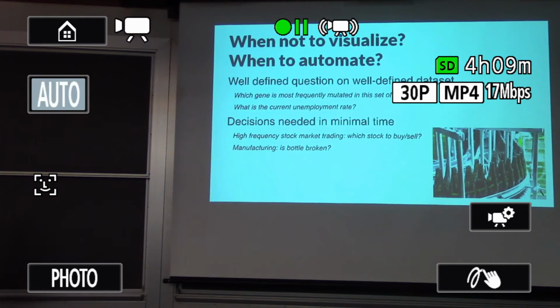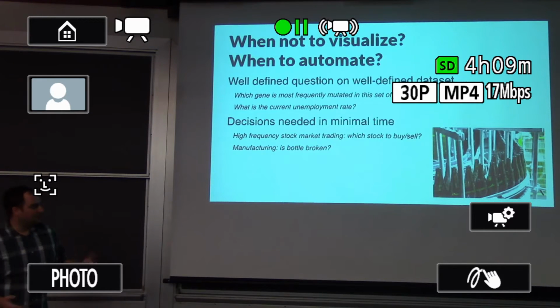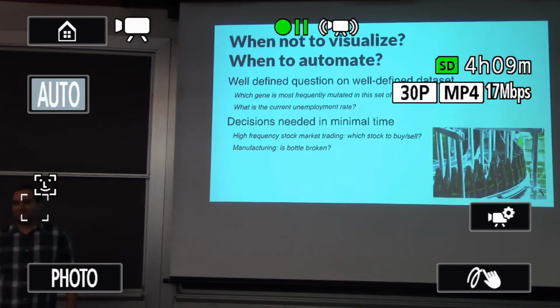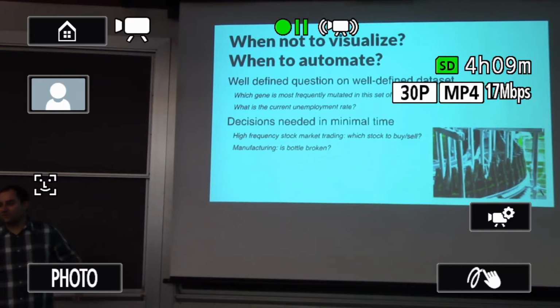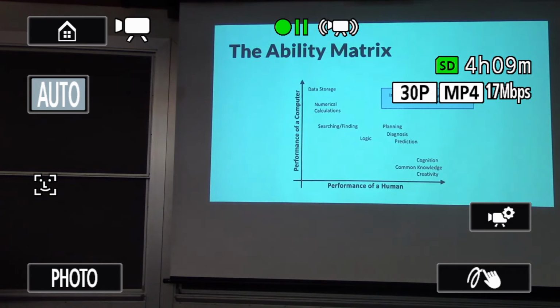And then if you run a manufacturing plant for bottles and you want to see whether a bottle is broken, you also don't want to have humans do that. Of course you could, and people still do, but it's much more efficient to have a computer tell you this bottle is broken, throw it out. So if you have these high-speed questions, or these very well-defined questions for very well-defined data sets, then you don't need visualization.